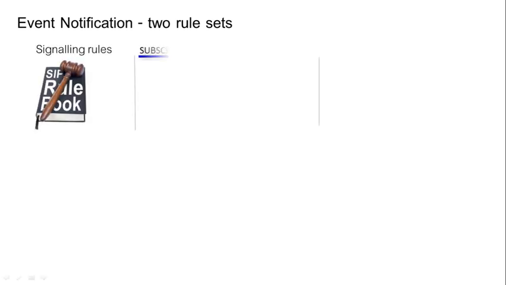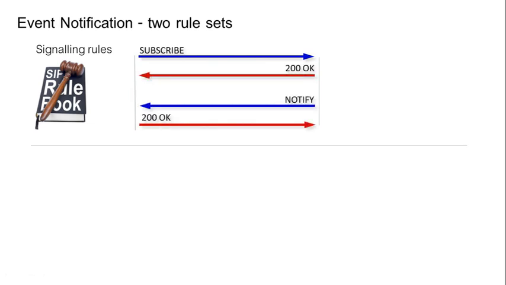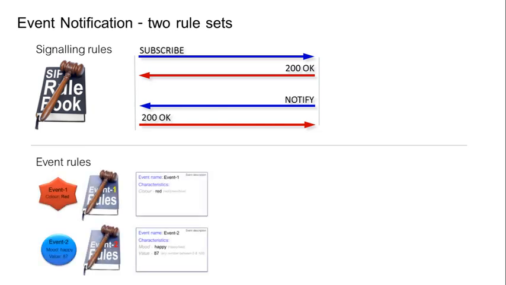Event notification operates on two rule sets. There's signaling, following the rules of SIP to construct, send and process requests and responses, and there are separate event rules defined for each type of event. Now, these event-specific rules are packages that describe the event name, its characteristics, and how those characteristics will be communicated. They're known as event types.